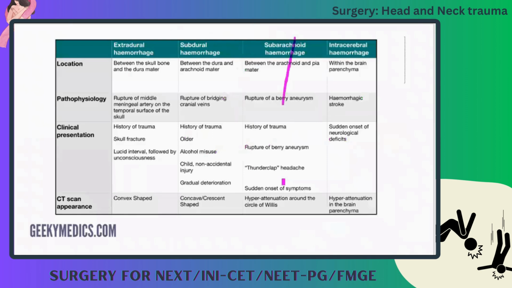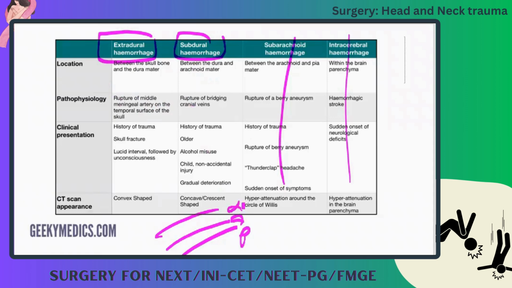Extradural hemorrhage is between the skull bone and the dura mater, outside the dura. Whereas subdural is between the dura and the arachnoid. So there are pia, arachnoid, dura. Outside is extradural; below is subdural. The cause is rupture of the middle meningeal artery or rupture of a bridging cortical vein.